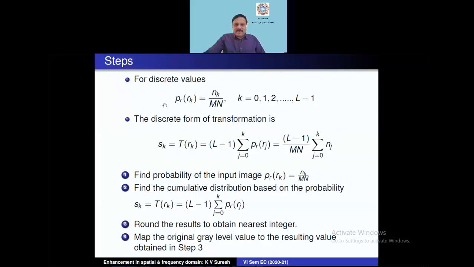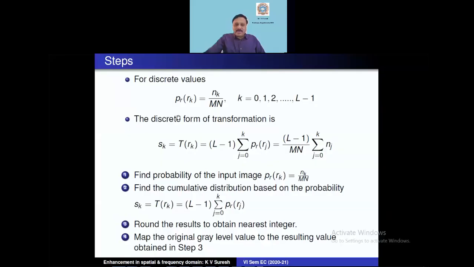So if I am given a discrete image and you need to calculate the probability values of each of the gray levels, this is all you have to do. Count the number of times each gray level is appearing in the image, divide it by the total number of pixels. Okay, I repeat, count the number of times each gray level is repeating and divide it by the total number of pixels. I'll get the probability of occurrence of each of that random variable or each of that pixel.